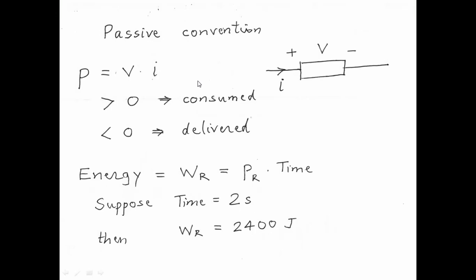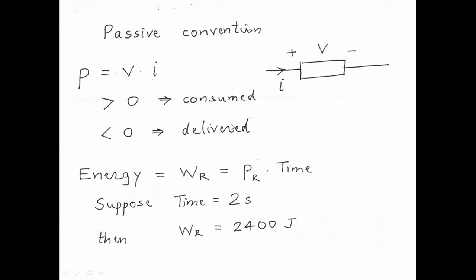Okay, so therefore we define what is called a passive convention, which is that we'll always represent current going into the plus terminal of the circuit element to be positive. This is a convention. We can define it either way. This is what we define. With this convention, if the power is greater than 0, it is consumed, and if it is less than 0, it is delivered.